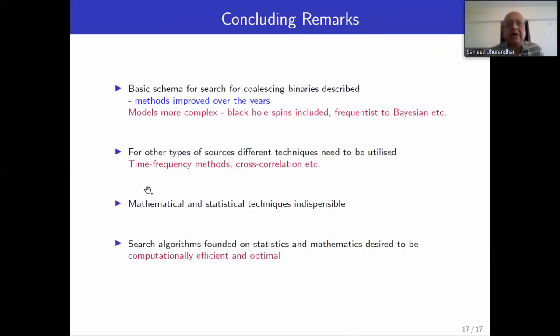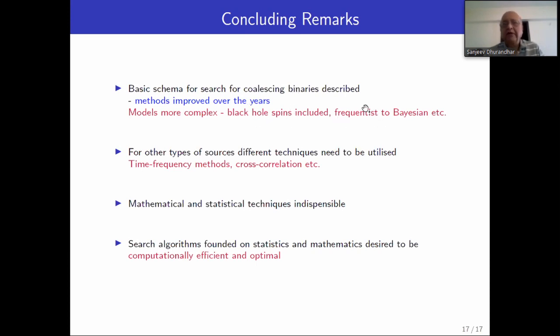Now I come to my last slide, concluding remarks. This is the basic schema which I have described for the search of coalescing binaries, which was given a very long time ago by us in 91 and 94 and so on. But the methods have improved over the years. Models are more complex. Black holes have spins. There could be precession of the black holes. So the waveforms are more complicated.